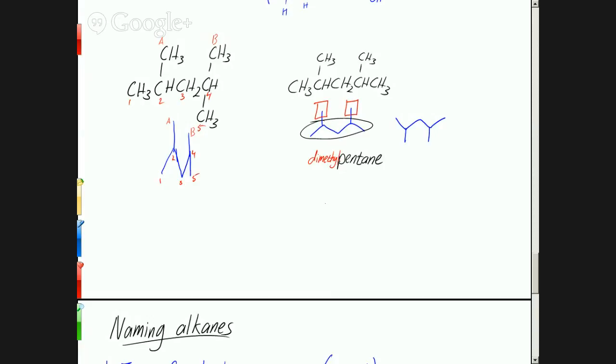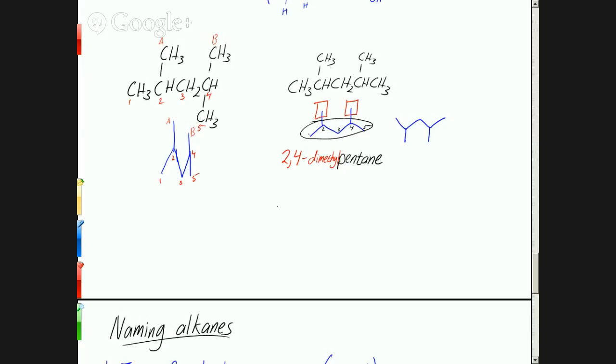And now we need to number that chain so we can figure out what numbers the methyl groups are on. Do we number left to right or right to left? Doesn't matter in this case because it's symmetrical, so it's going to be the same either way. So if we number this 1, 2, 3, 4, 5, which carbons do those methyl groups end up on? 2 and 4. So the way we express that in the name is by saying 2,4, and then a dash, for dimethylpentane.